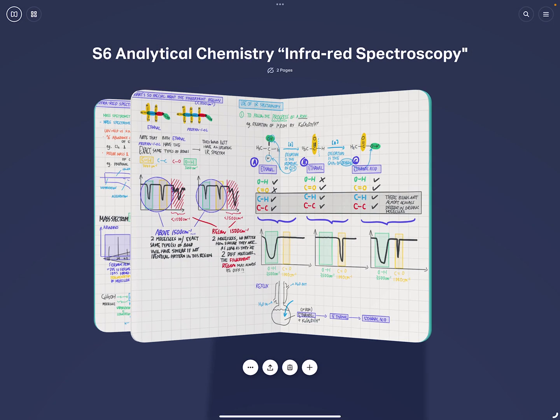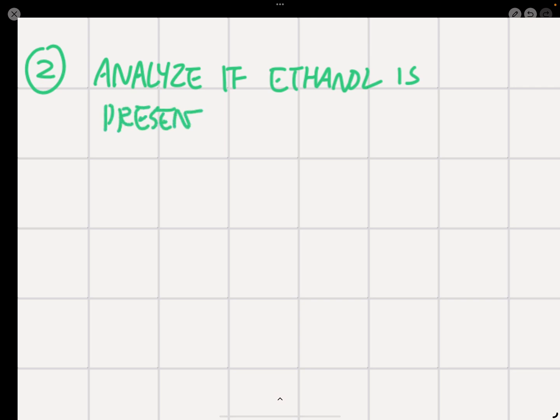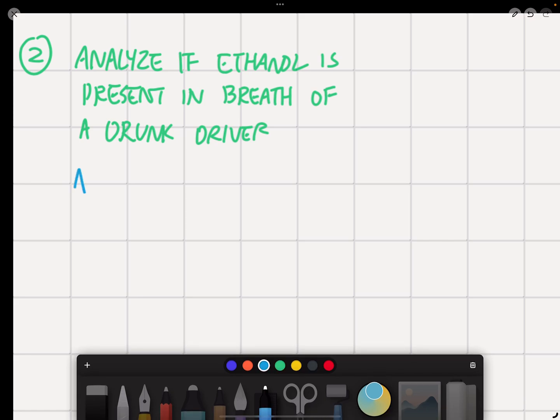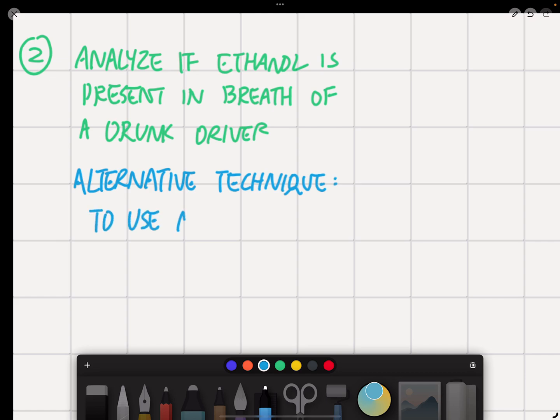The second one, which is also quite useful, is in the breathalyzer, to analyze if ethanol is present in the breath of a drunk driver, to check if somebody is drunk driving. In the redox chapter, you have learned an alternative technique. That alternative technique, we call it the breathalyzer. So the alternative technique to this method is to use a breathalyzer. Breathalyzer comes from joining two words, breath and analyzer.